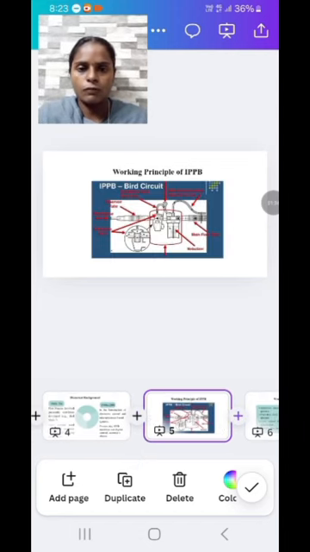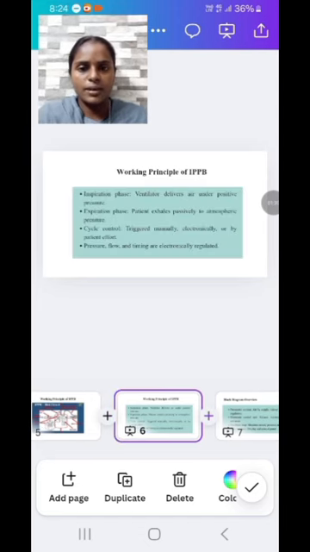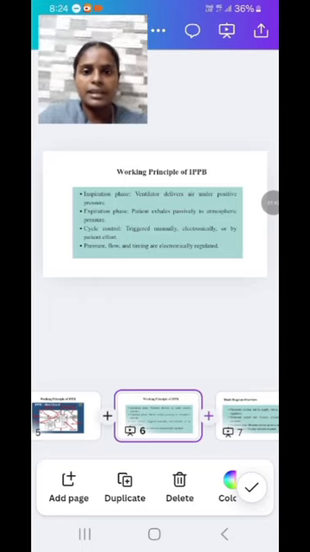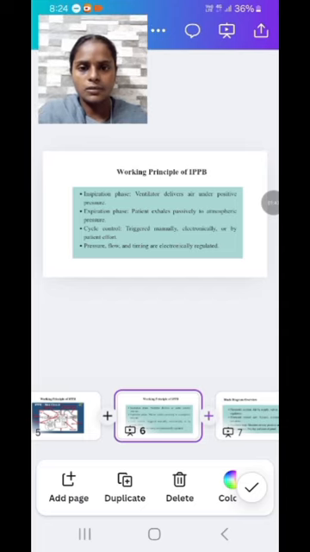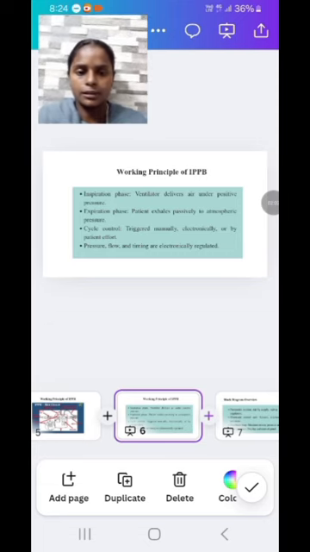Next, working principles of the IPPB ventilators. There are two phases, the inspiration phase and the expiration phase. In the inspiration phase, the ventilator delivers air under positive pressure. In the expiration phase, the patient exhales passively to atmospheric pressure. Cyclic control is triggered manually, electronically, or by patient effort. Pressure, flow and timing are electronically regulated.